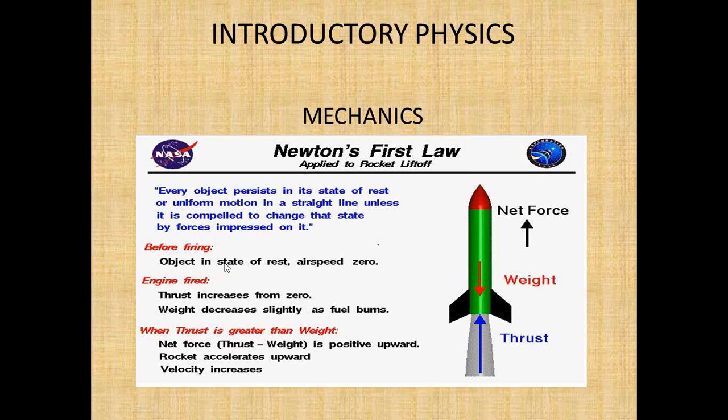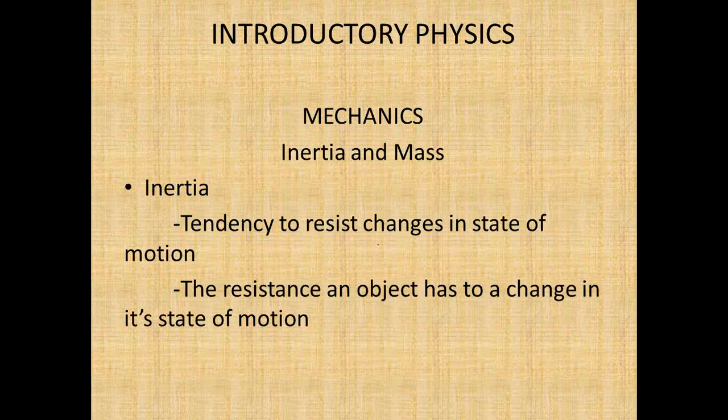So for an object in a state of rest, the airspeed is 0 because it's at rest. The engine fires, thrust increases from 0, the weight decreases, and so basically it's saying the same thing. An object at rest will remain at rest. An object in motion will remain in motion with the same speed and direction unless acted upon by an unbalanced force. So the unbalanced force is a very important concept.